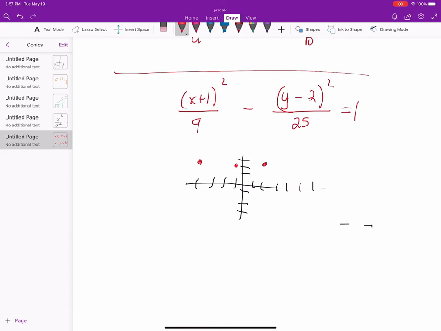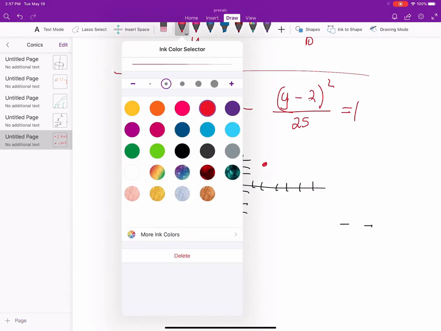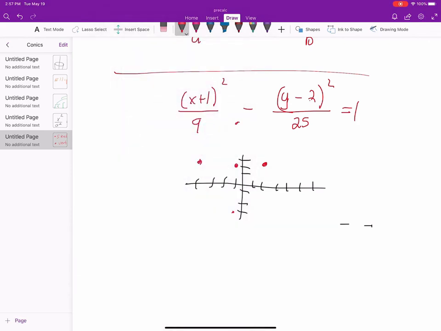5. Now I'm going to go 5 up and 5 down. 1, 2, 3, 4, 5. Going to be right there. 1, 2, 3, 4, 5. Going to be right there. And now I'm going to make that box. Might as well stick with purple. There we go. I'm going to try to make this without making too much noise, so it doesn't drive you crazy. There it is. Now, my asymptotes have to go through that center point and through the diagonals of the box. There we go. And now I'm ready to draw it.